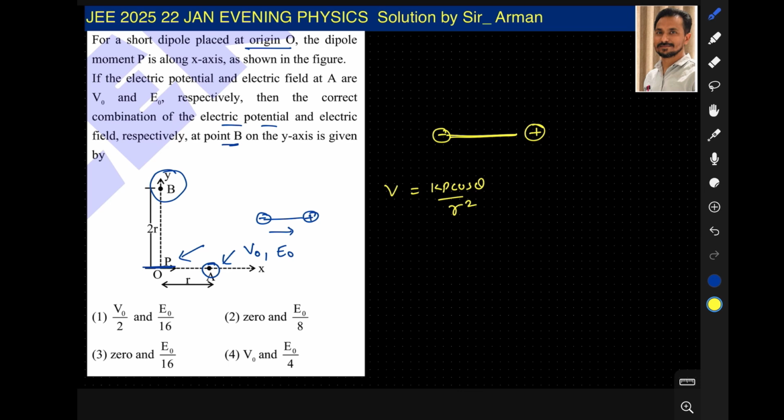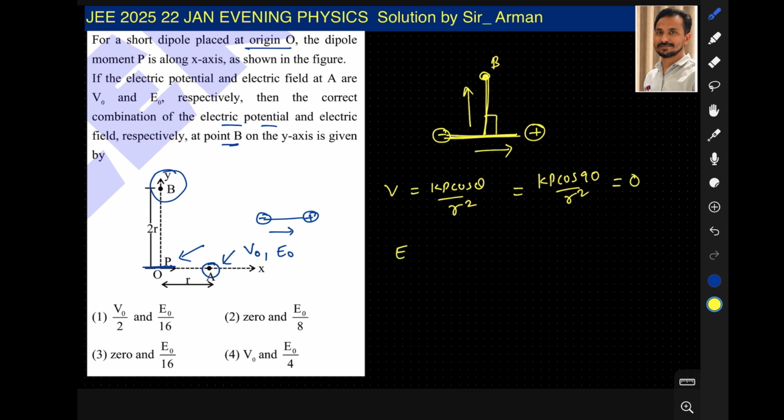So point B is lying exactly here. The displacement vector of point B and the dipole moment are in this direction, and point B is in the upward direction, so the angle becomes 90. So at point B the electric potential becomes 0. Why? Because Kp cos 90 by r square, and cos 90 becomes 0, so this becomes 0.